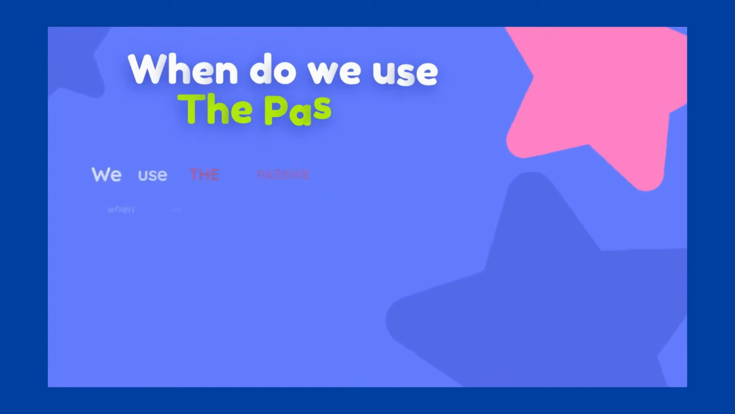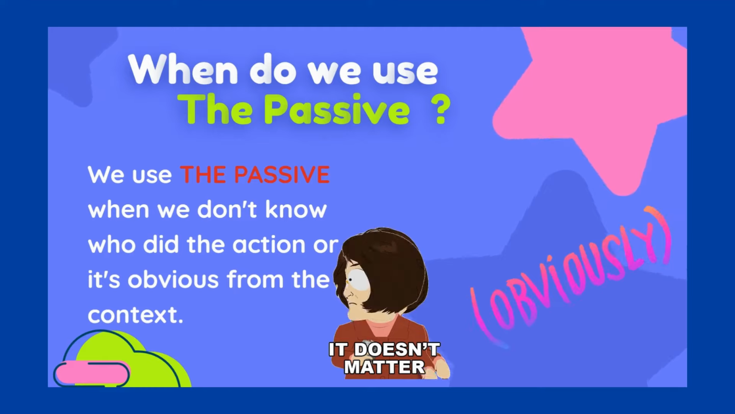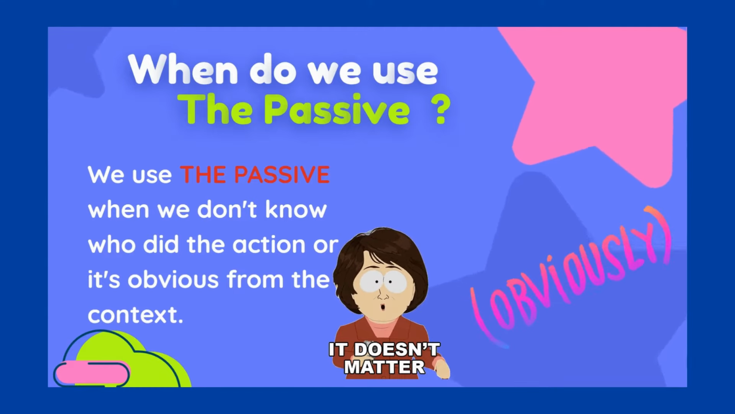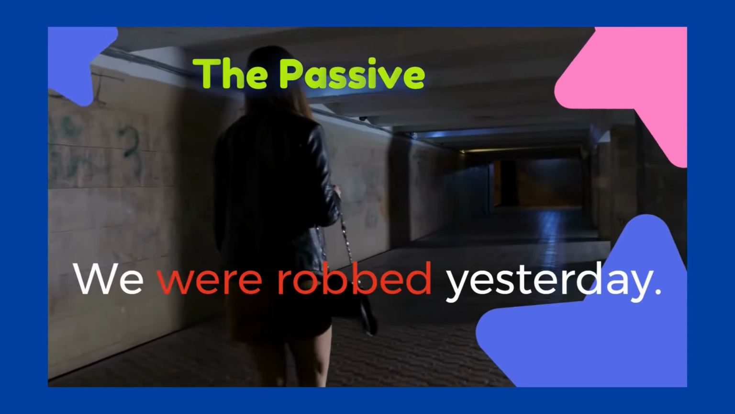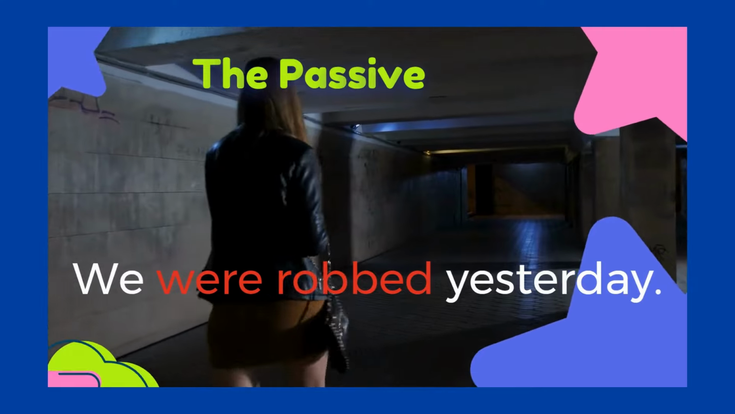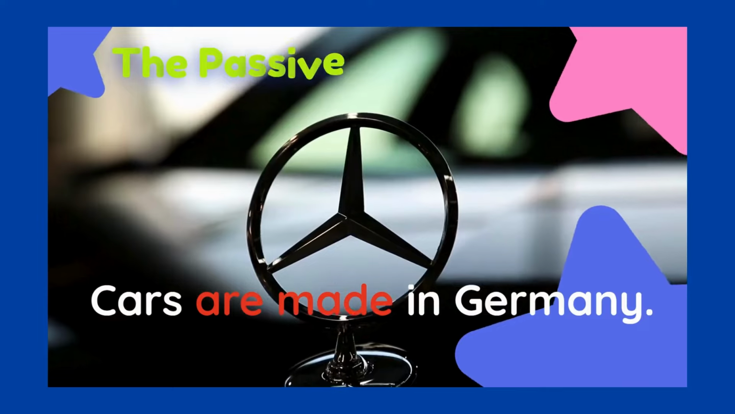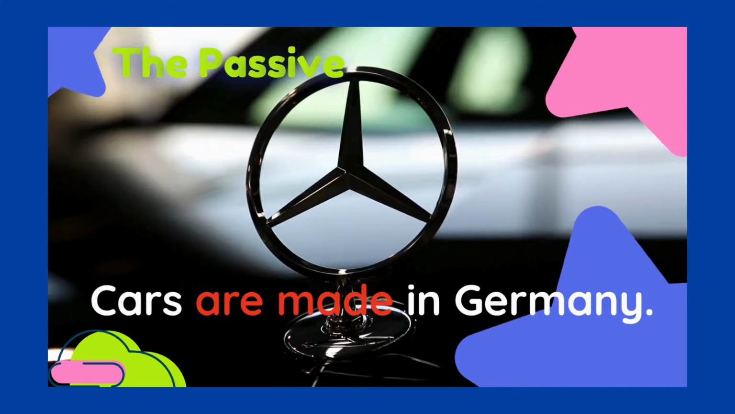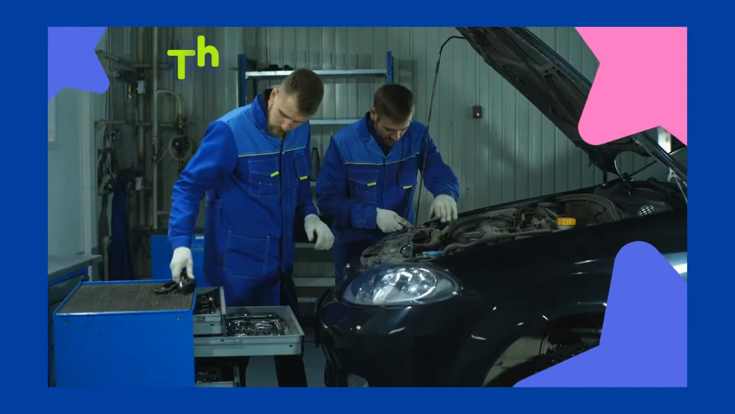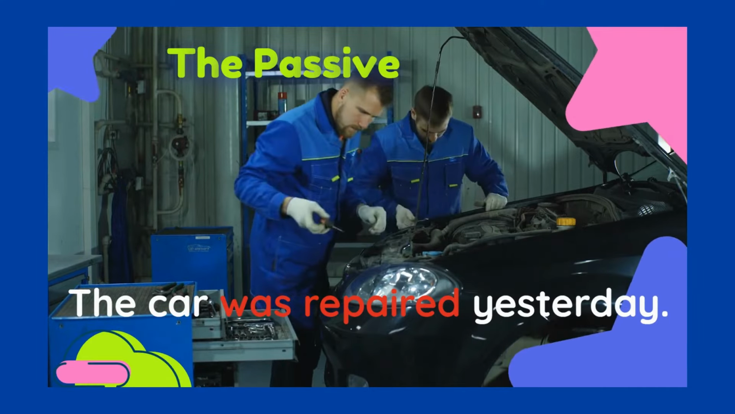When do we use the passive? We use the passive when we don't know who did the action or it's obvious from the context. We were robbed yesterday. So, we don't know who robbed us. Cars are made in Germany. So, it is not important to know who makes the cars. The car was repaired yesterday. It's obvious that a mechanic repaired the car.